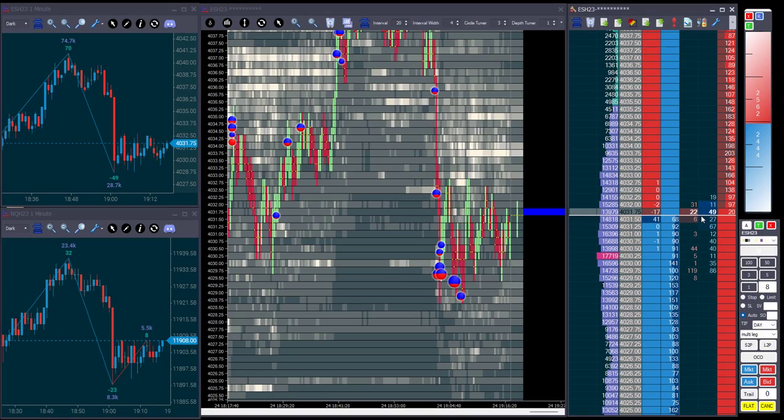The second component is the price bars, where the green bars indicate that more buy market orders were traded than sell market orders, whereas the red bars indicate that more sell market orders were traded than buy market orders.